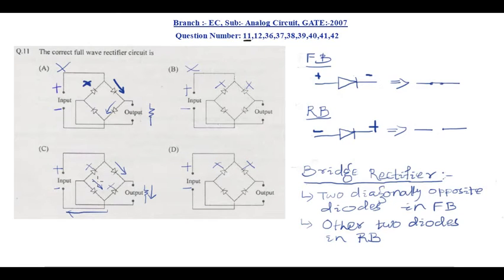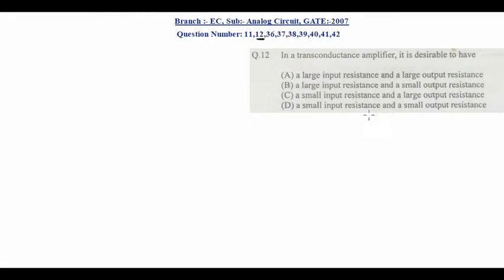Similarly, you can analyze for the negative half cycle. So this is the case of the full wave rectifier. This is the perfect option. So C is the answer. Thank you. Next question is question number 12.